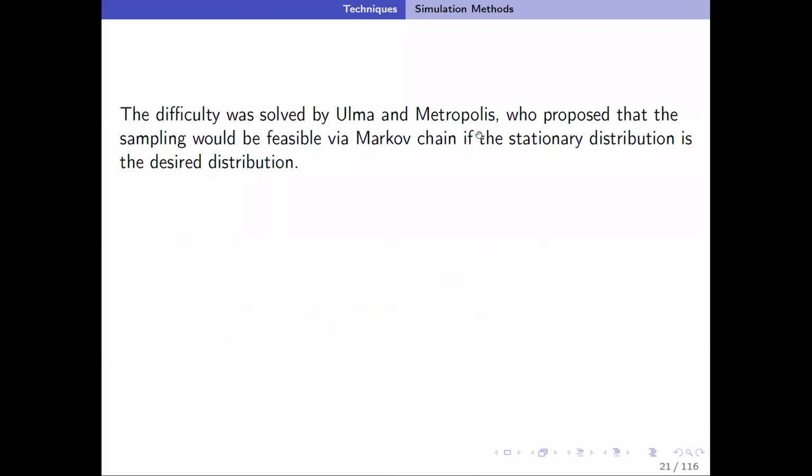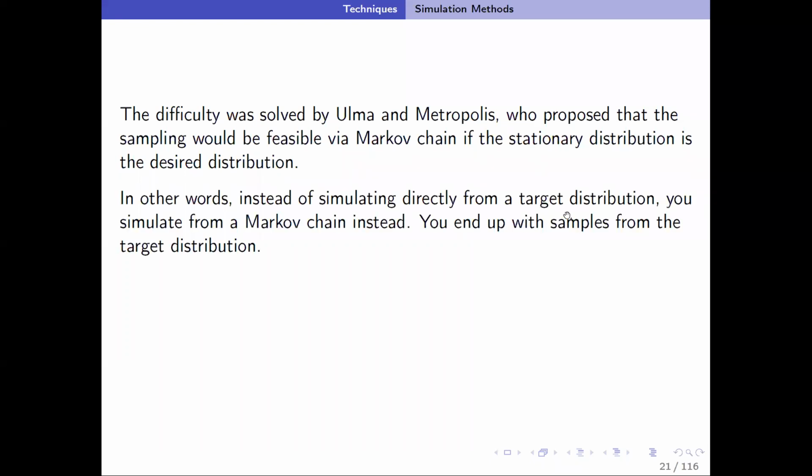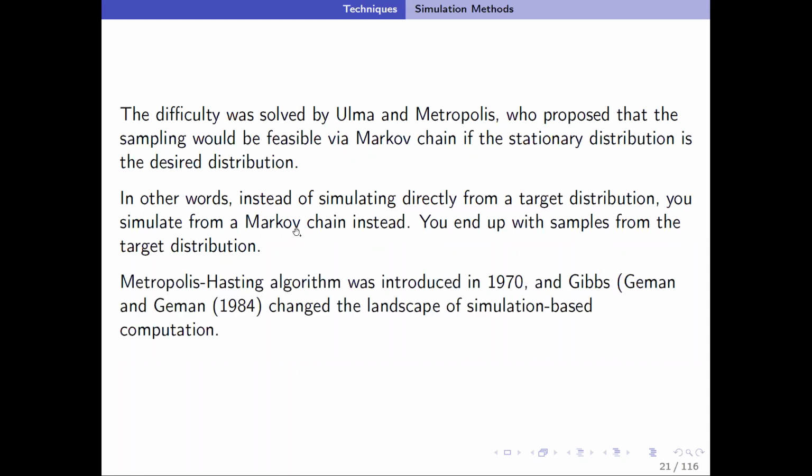What they essentially said is, instead of sampling directly from that distribution, so if your target distribution is a normal distribution, you can have a normal random number generator function to generate from it, you don't need to do that. They say if you can somehow generate from a Markov chain whose stationary distribution is that thing, you get what you want. Okay, so that's why the Markov chain came about. And then Gibbs and Metropolis changed the landscape of simulation based computation.